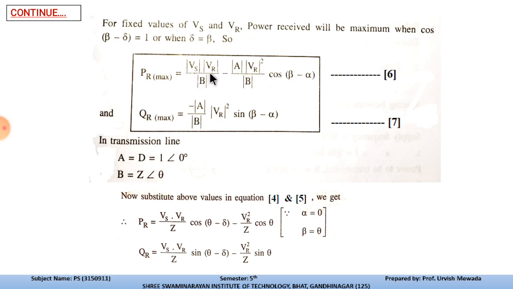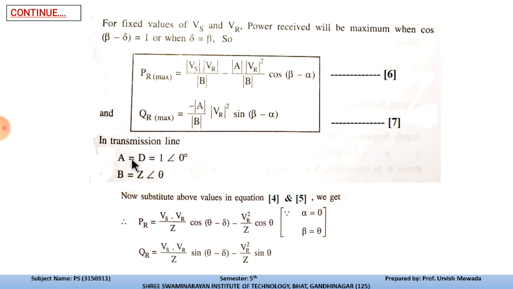So Vs into Vr by B minus A into Vr square by B cos of beta minus alpha. This is the active power equation, and this is the reactive power equation. So Qr is equal to minus A Vr square by B sine of beta minus alpha. If we place these values in this, we will get the equation in terms of maximum active and reactive power. So this is equation number 6, and this one is equation number 7.